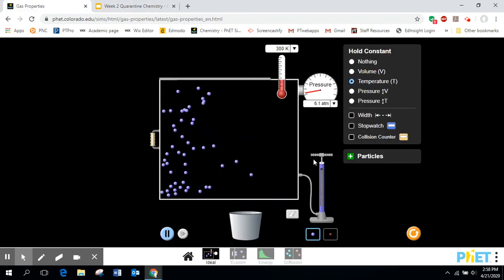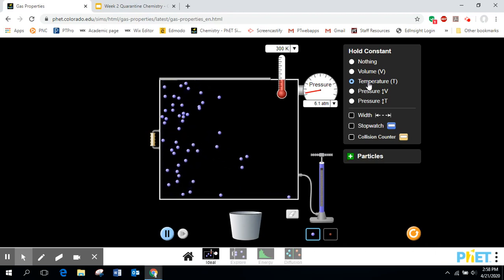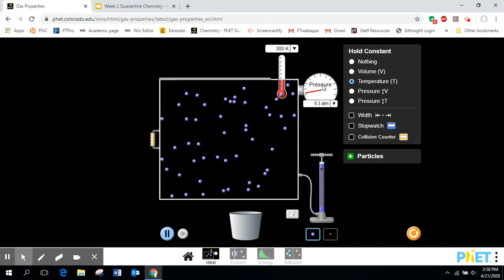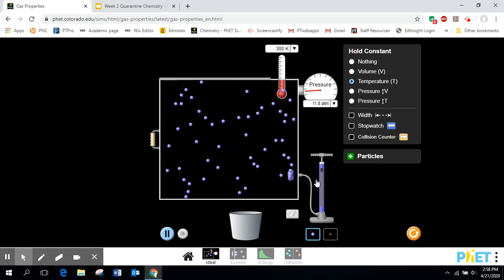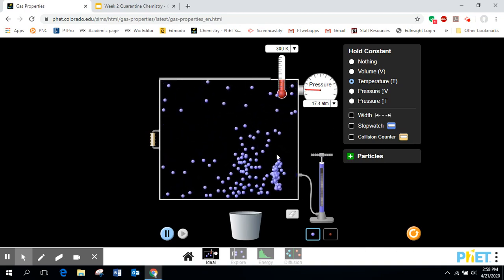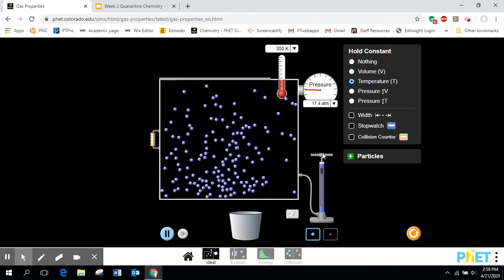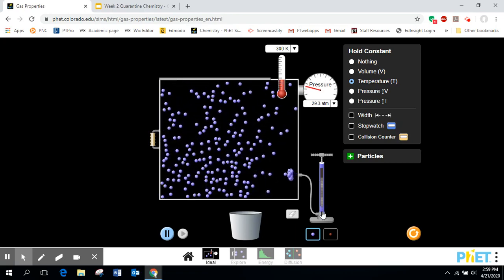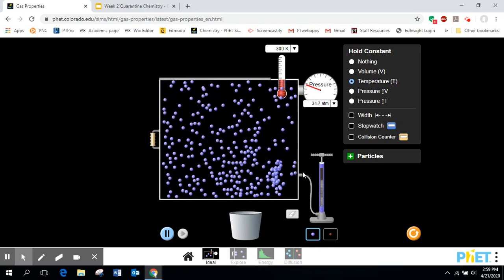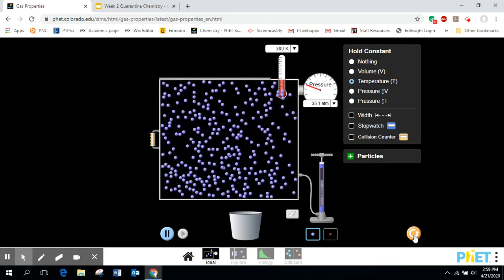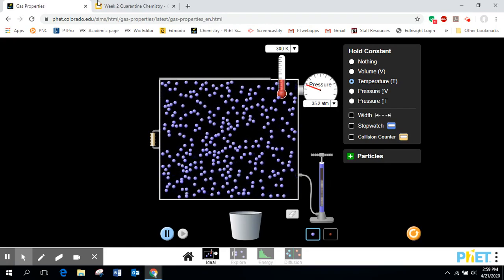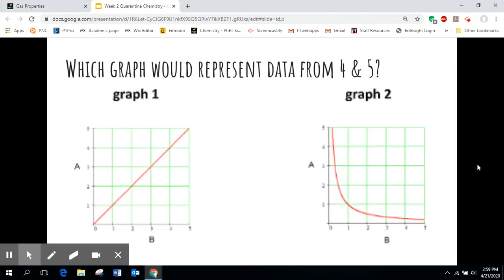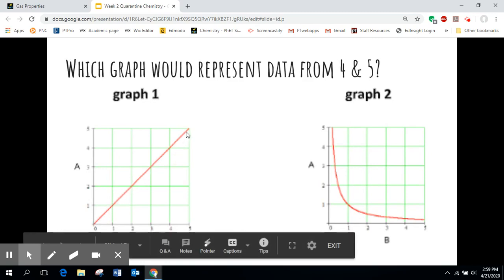All right, let's look at what happens when we have temperature held constant. We're going to look at amount and pressure. So watch the pressure gauge as we keep adding more and more gas into the container. Look at how, as we add pumps of the gas in, our pressure is going up. Let's add another one in. Pressure goes up as the amount goes up. Now, that should give us a graph that looks like this. We should have that graph.